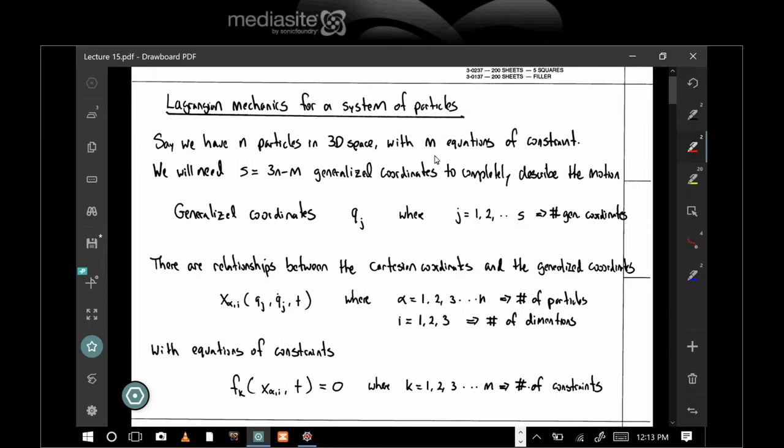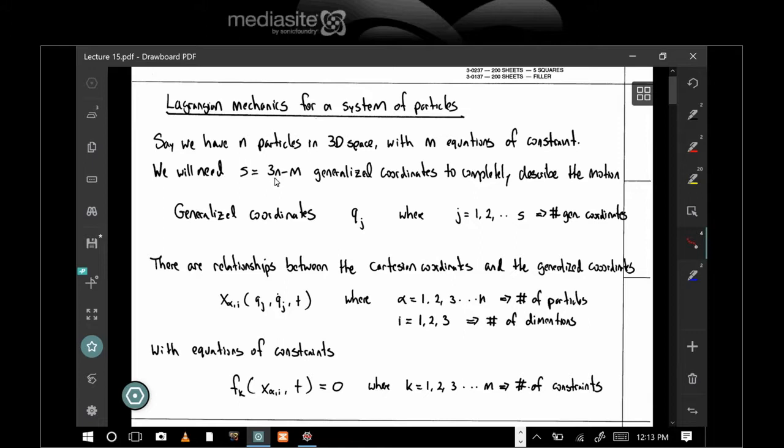The big question when doing Lagrangian mechanics is, how many generalized coordinates are we going to have, and what are they going to be? In general, they're going to be the degrees of freedom the particles can have. I'm going to call S the number of generalized coordinates. It's going to be 3 times the number of particles minus the number of constraints, because remember that the equations of constraint reduce the degrees of freedom.